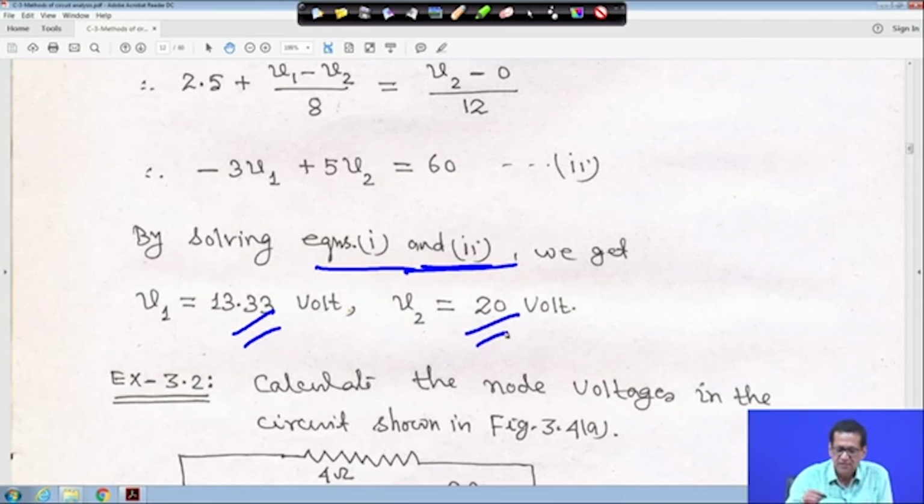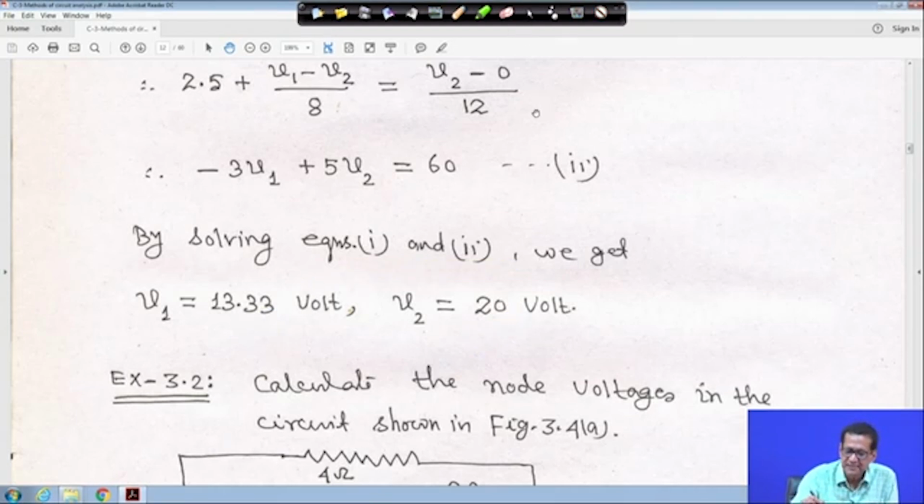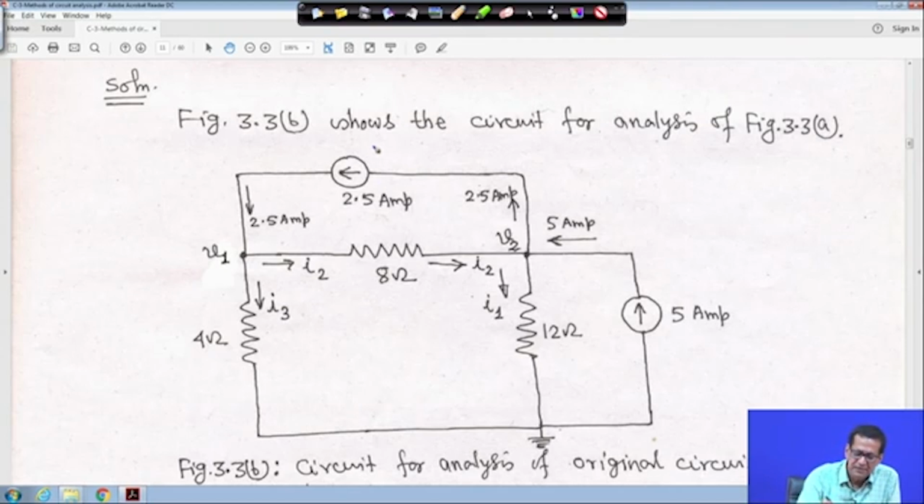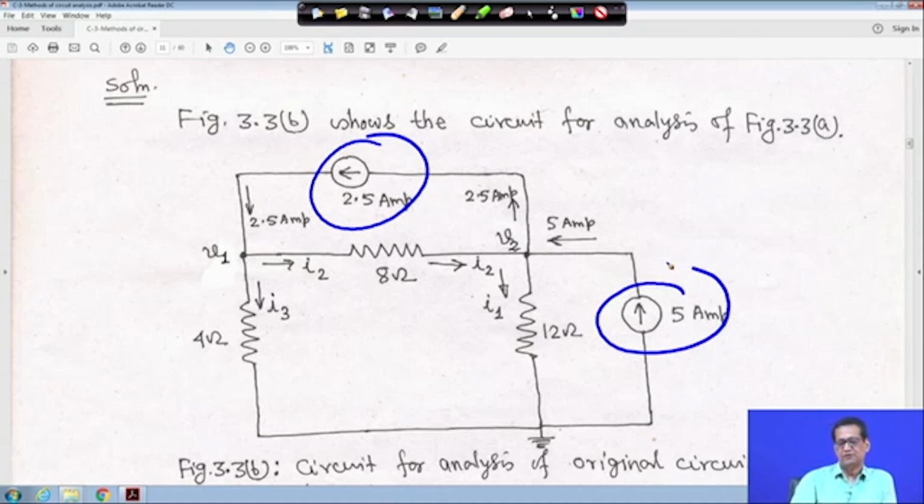So this is the answer, but let me clean it. One thing I can tell you is to please solve it on your own. The problem does not mention finding how much power is supplied by these current sources. This is an exercise for you: find out how much power is supplied by this current source and how much by that current source.